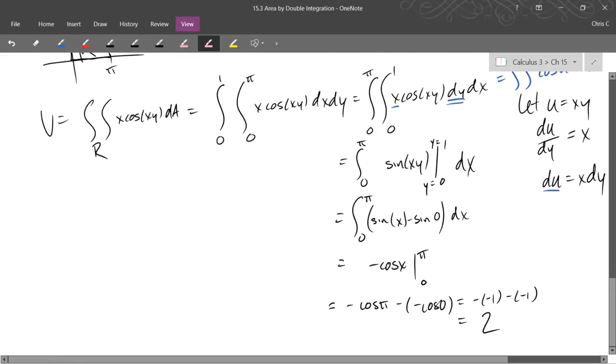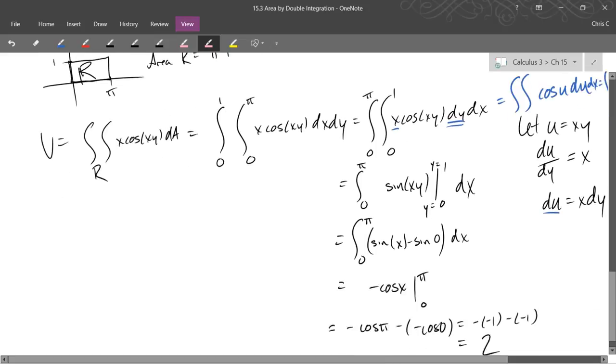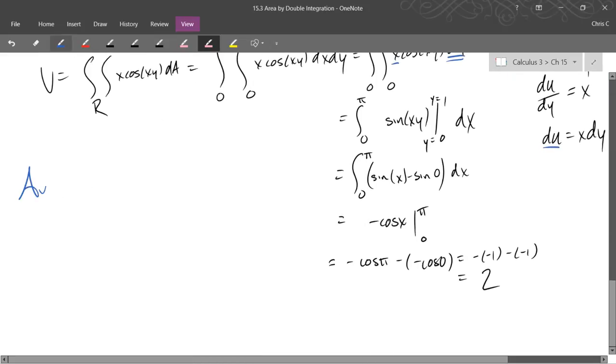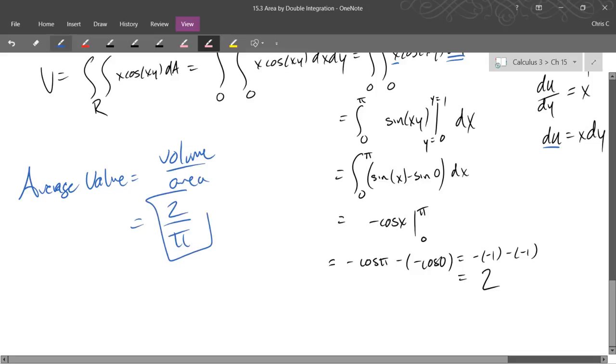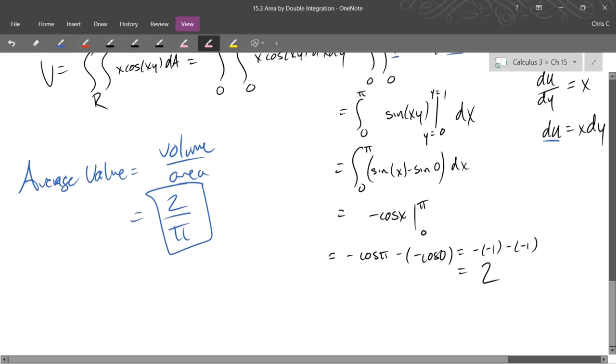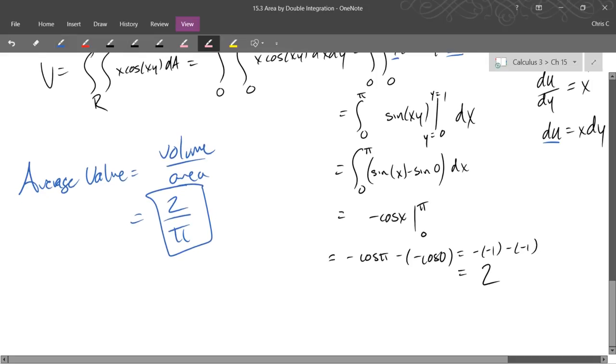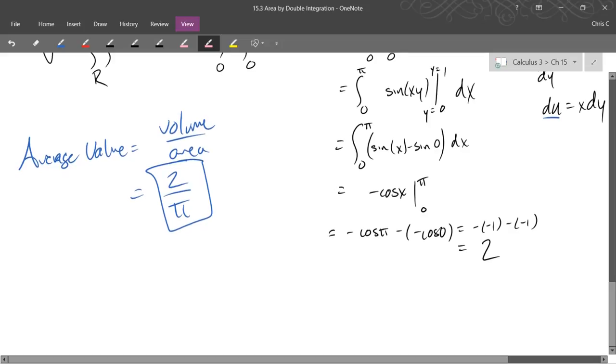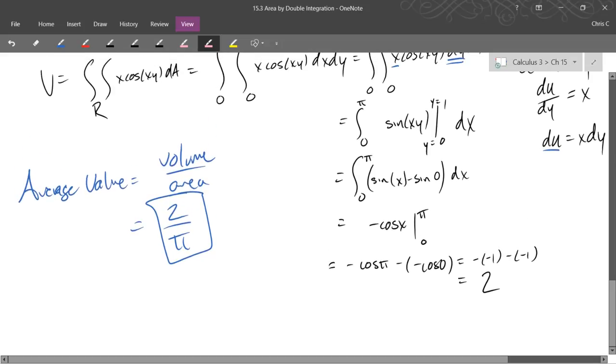So that's the volume. What do we do to get the average value? Yep, that's it. Volume over area. Our volume was 2, our area was pi, so 2 over pi, whatever units, units squared. No, is that right? Average value? It would just be in regular units.